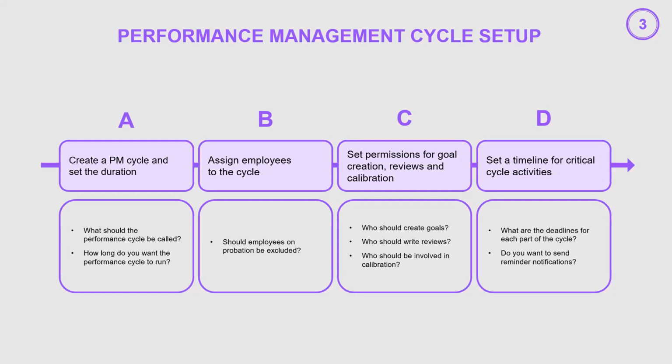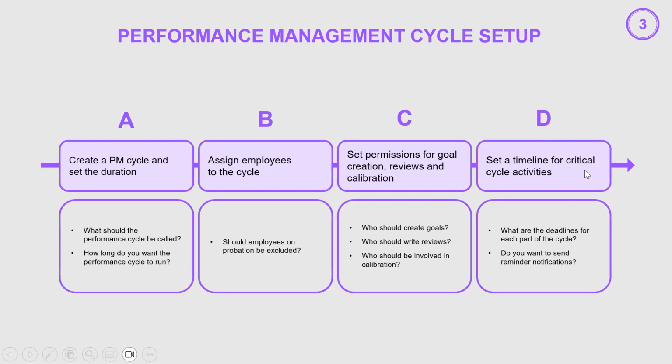Third is set permissions for goal creation, reviews, and calibration. So who should create goals? Do you want to create goals yourself? Do you want line managers to create goals for the employees? Do you want employees to create their goals? You have the flexibility to do all of that. Who should write reviews? Should the review be done by the employee as a self-review? Should the line manager review the employees, or should the super admin or the HR manager only review the employees? And who should be involved in calibration? I'll take you through what calibration is at a later stage. But for now, we'll just go through these.